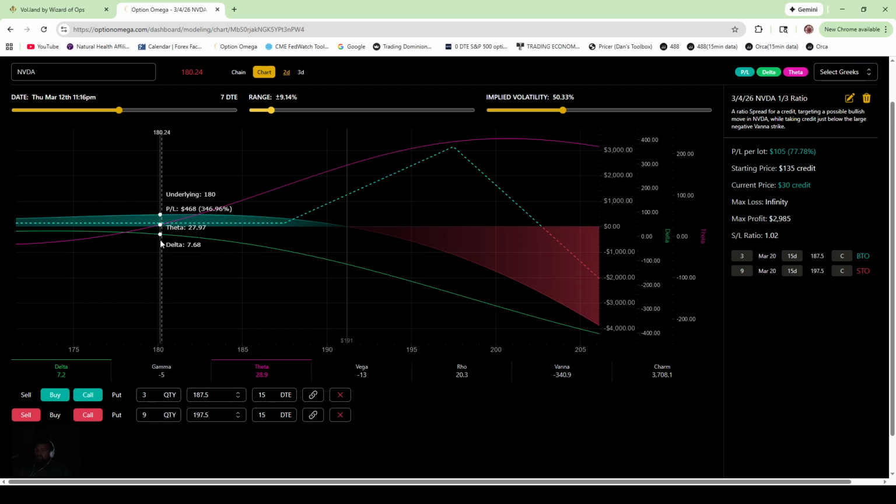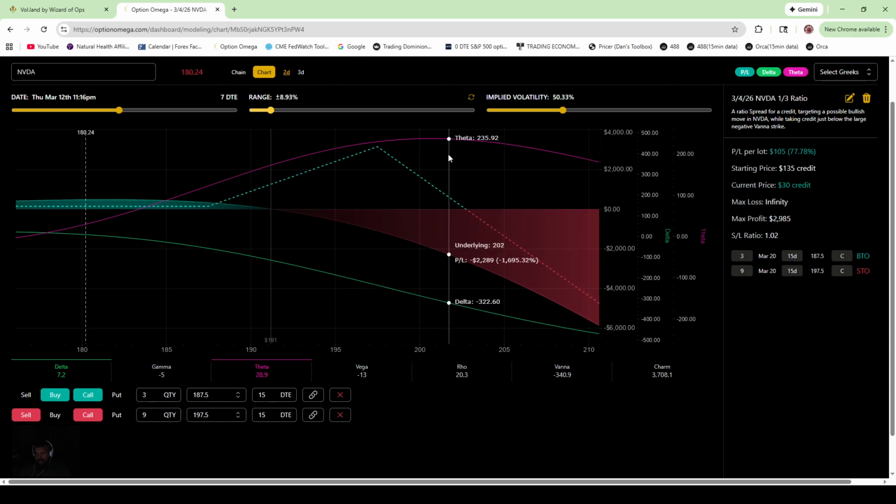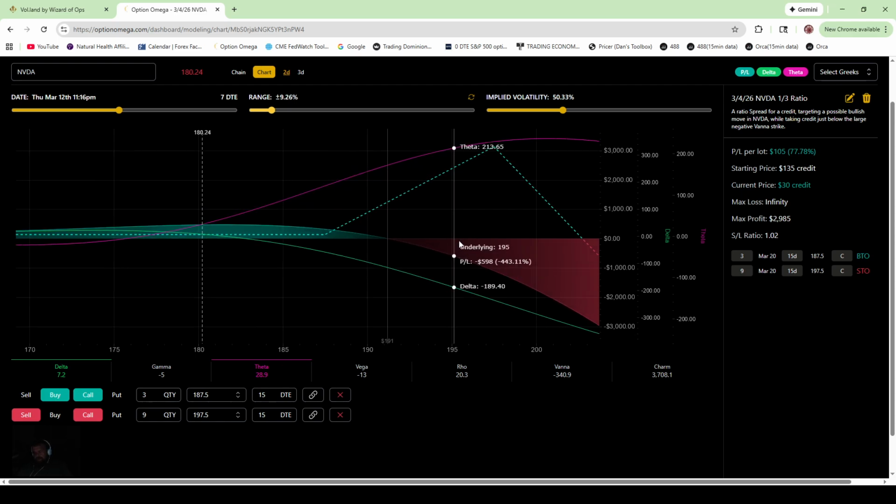Of course, if NVIDIA stays where it is, we're going to have an open P&L of right around $500. And Theta is going to get greater and greater the higher we go up. There will be a point where Theta does peak out, and that will be above the 200 strike. So the only thing that we're looking for is for price to not go above 200. If it does, we're going to be fine.